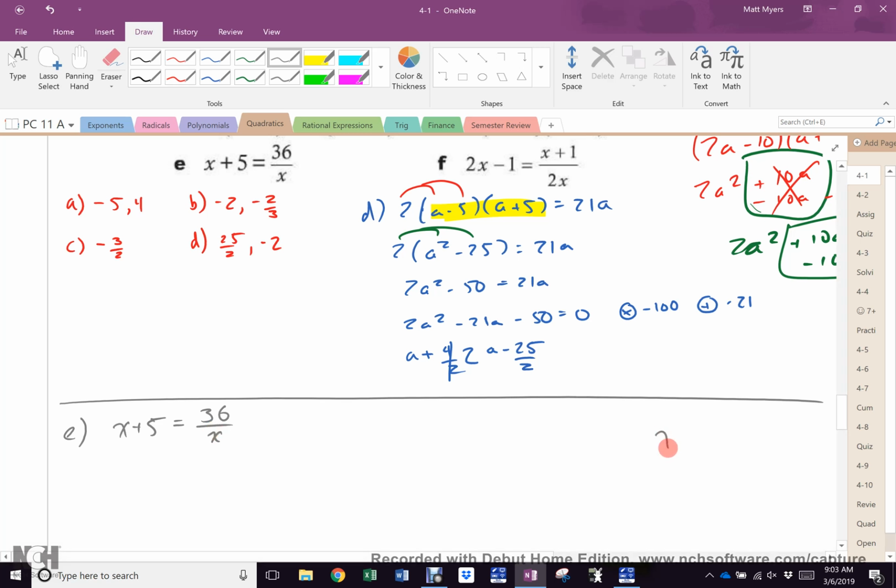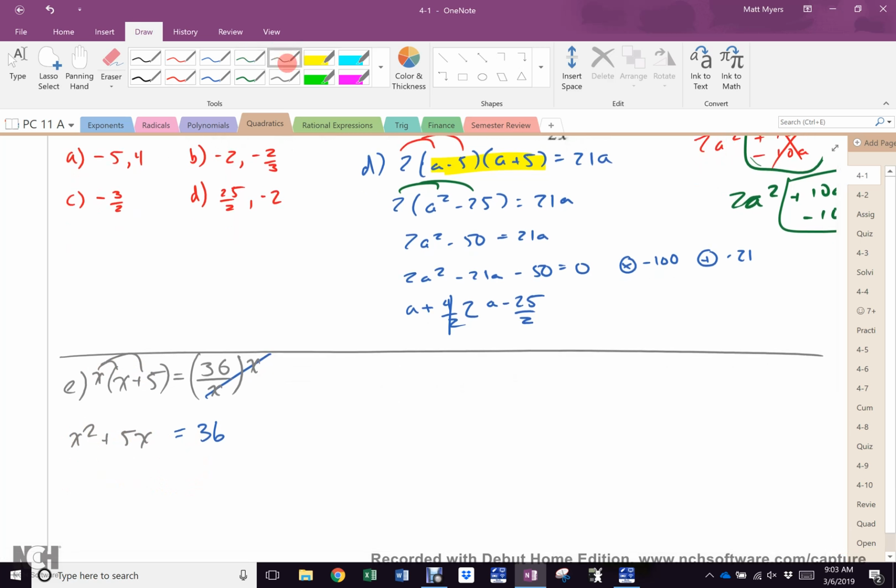If I gave you this, x over 2 equaled 15, how do you get rid of that 2? You multiply both sides by 2. So, if this scares you, get rid of it. How do you get rid of this x? Multiply that side by x. They disappear, and now I equal 36. But if I multiply this side by x, what do I have to do to this side? Multiply it by x. Then I just distribute. x squared plus 5x equals 36. Now it looks like something we're comfortable with.